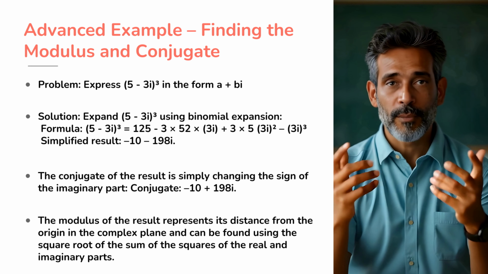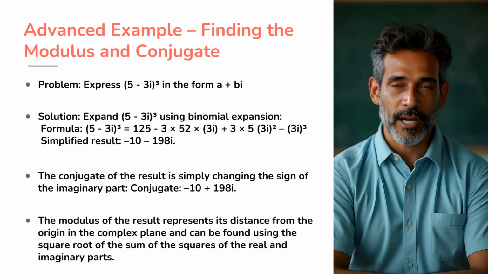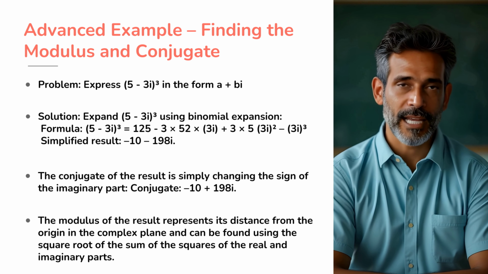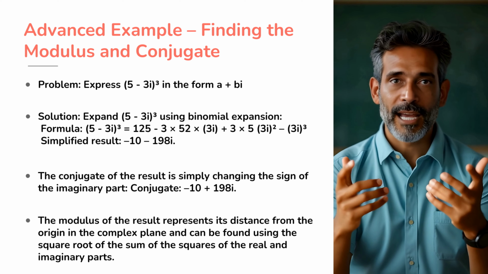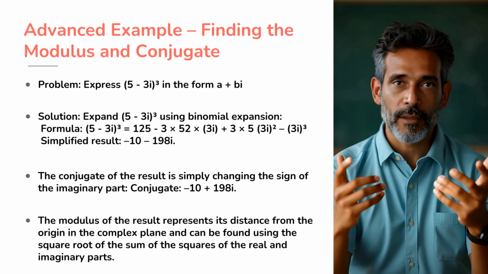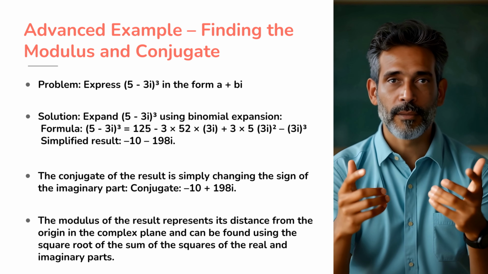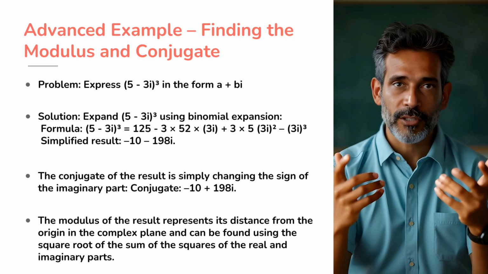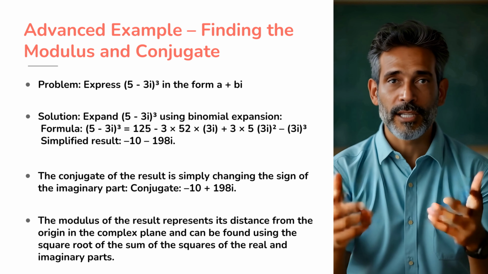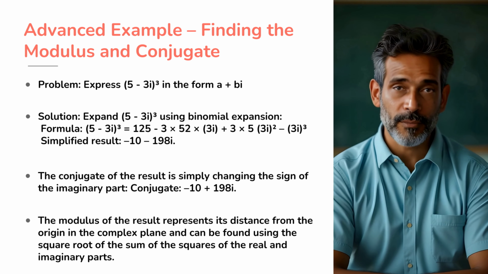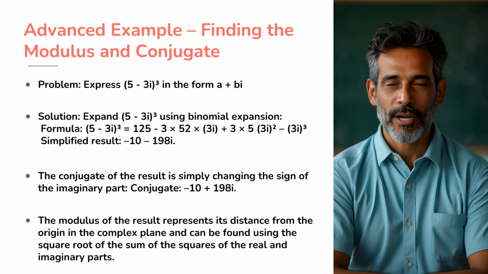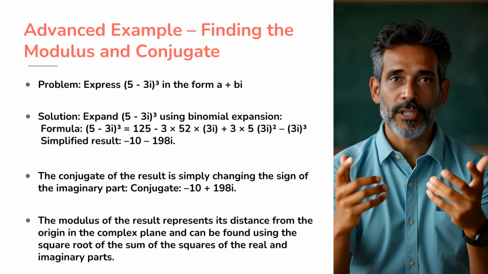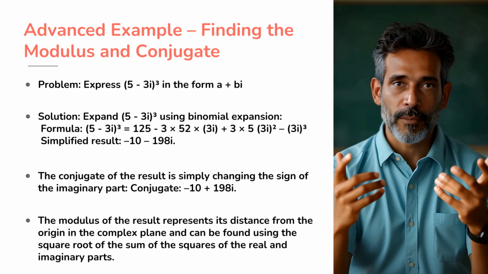Simplifying step by step, the result becomes -10 - 198ι. Its conjugate is -10 + 198ι. Now, let's calculate its modulus. The modulus equals the square root of ((-10)² + (-198)²), that is the square root of 100 + 39,204, which equals √39,304.